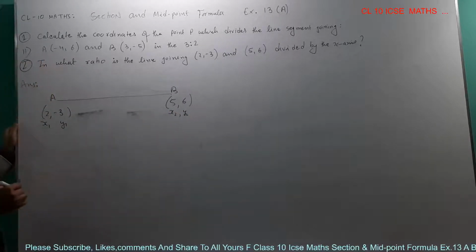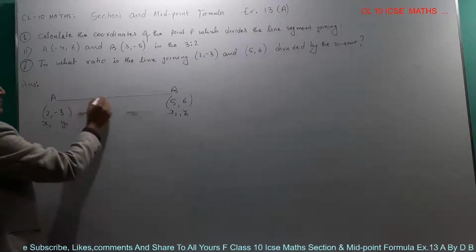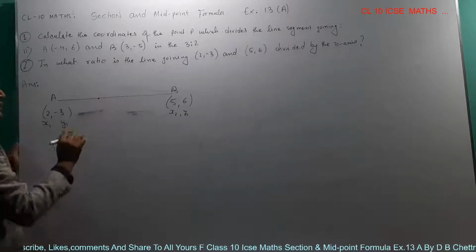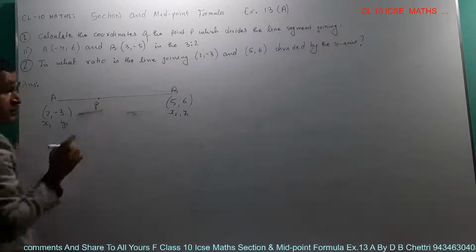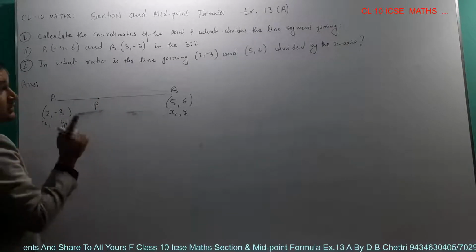Okay, then divided means the point between these two points somewhere else. Okay, not at the middle. Then we'll mark this P. Dividing point is always marked by P, represented by P.